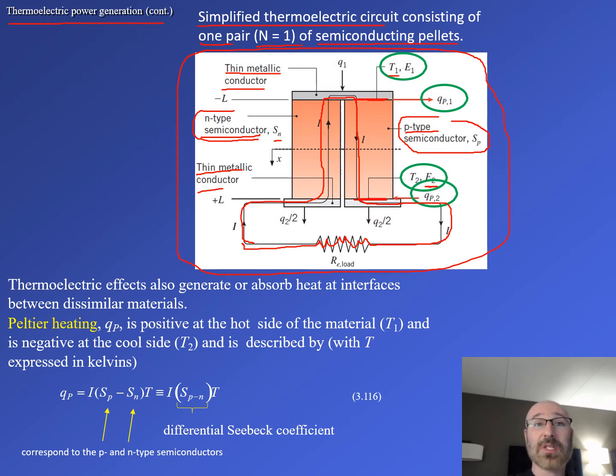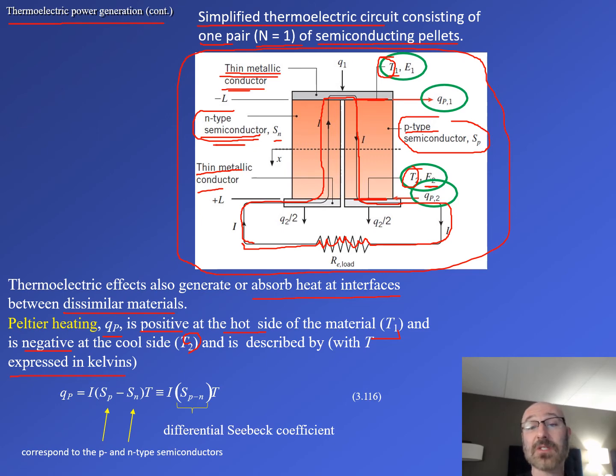What we want to discuss next is that these thermoelectric effects also generate or absorb heat at the interface, which is where T1 and T2 are, between these dissimilar materials, the thin metallic conductor and the semiconductor material. That leads to the discussion of Peltier heating, or Q sub P. This is positive at the hot side of the material, T1, and negative at the cool side, T2, with T expressed in Kelvin.